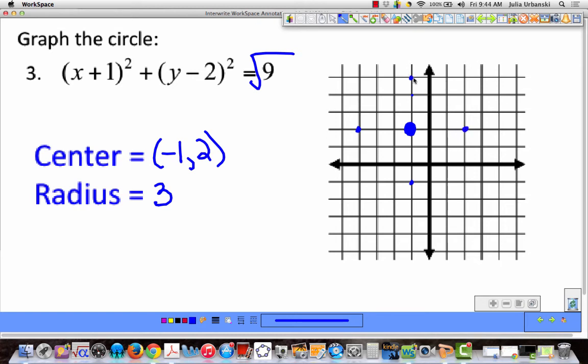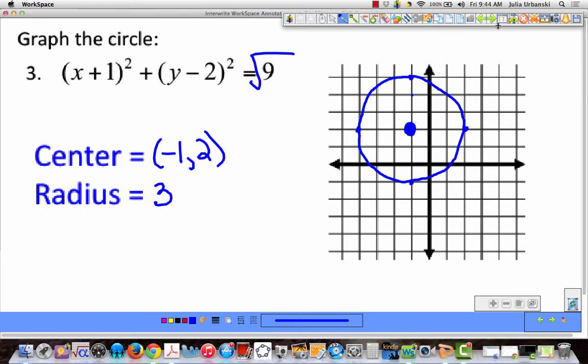The hardest part now is drawing it not to look like a box, but drawing it to look like a circle. But you go out to all the places where you marked your radius, where it went out to 3. And there's your circle with the radius of 3. From center to the edge, it will be 3.